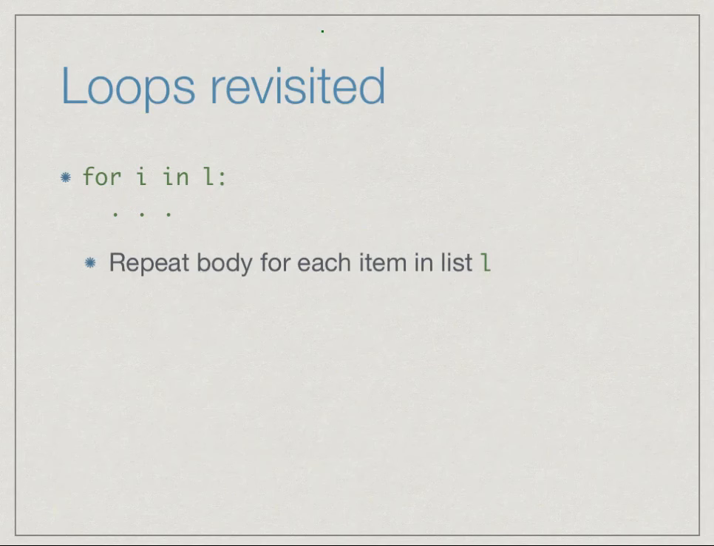So let us revisit loops. So we saw that we have two types of loops in Python. The first is a for loop where the value ranges over a list in general, or say the output of a range sequence. So for i in L, we'll repeat the body for each item in the list L.